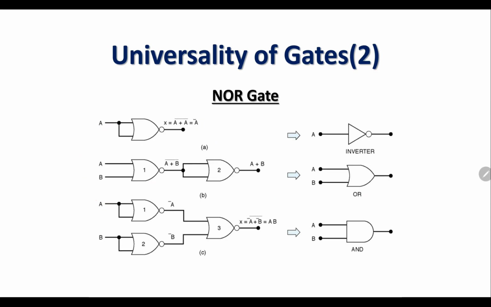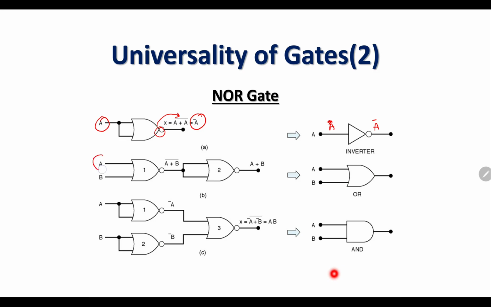This is the NOR gate, the universal gate for NOR. For example, you have input A going to this NOR gate. X equals A plus A, all barred. This one performs the bar, so it looks like A bar. So it also performs like an inverter, A to A bar.